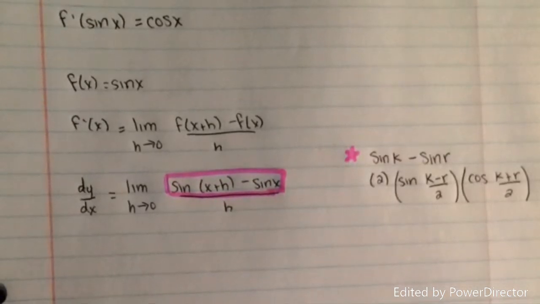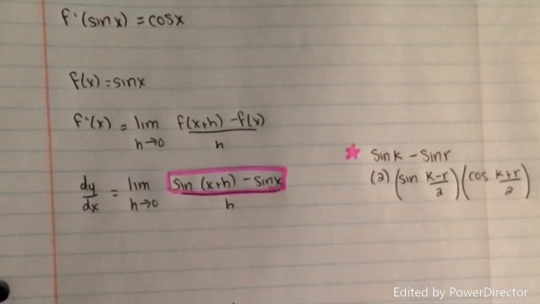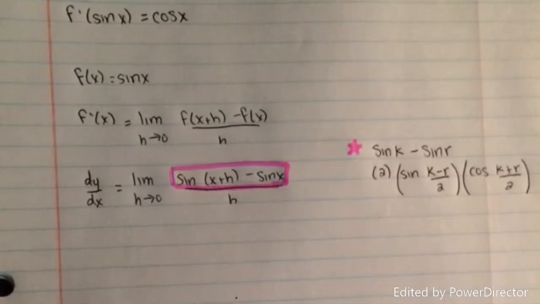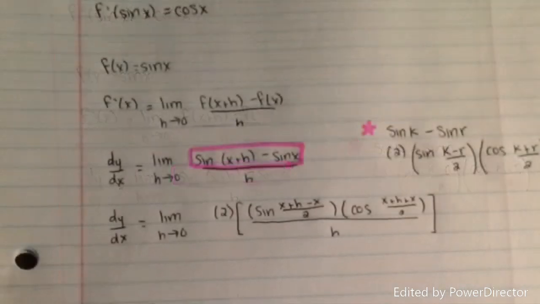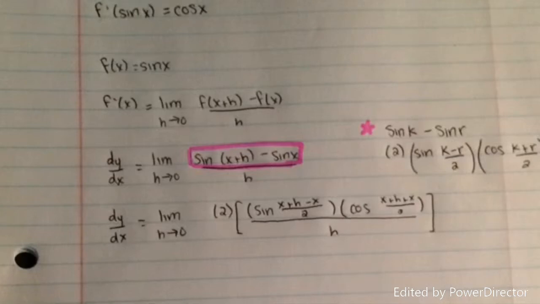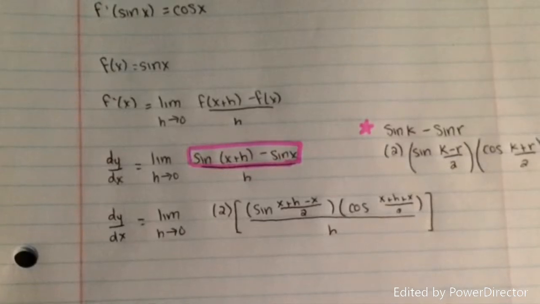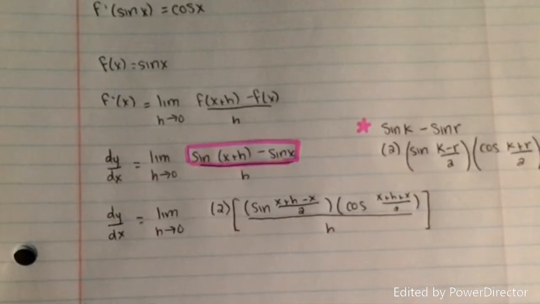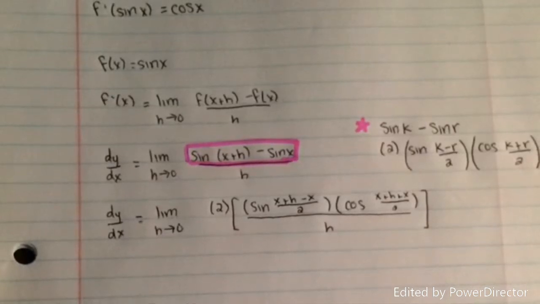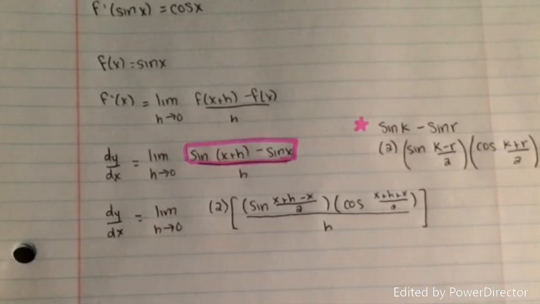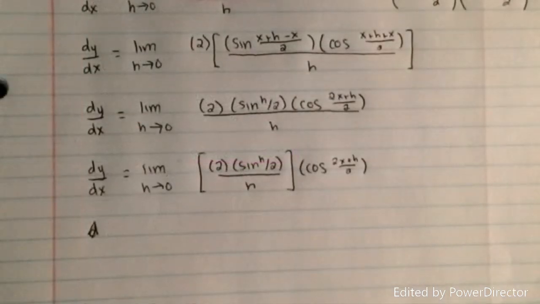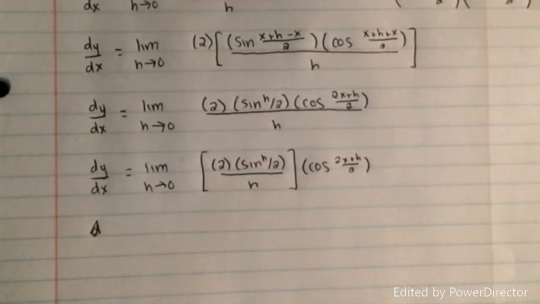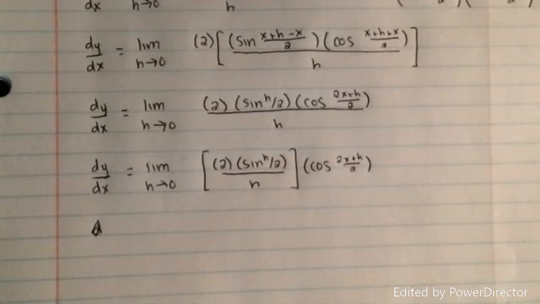This formula is 2 times sine of k minus r over 2 times cosine of k plus r over 2. Having this formula, we recognize that the numerator in our limit definition can use it. So we take the 2 outside and multiply it by our new fraction, sine of x plus h minus x over 2, times the cosine of x plus h plus x over 2, all over h. Simplifying the numerator leaves us with 2 times sine of h over 2 times cosine of 2x plus h over 2, all over h.